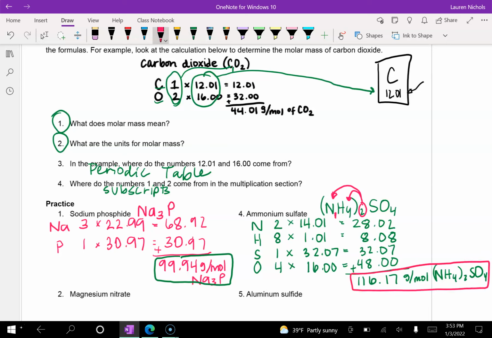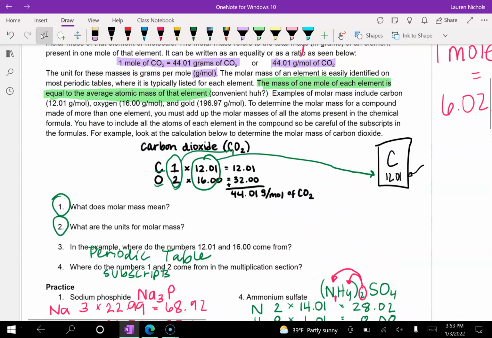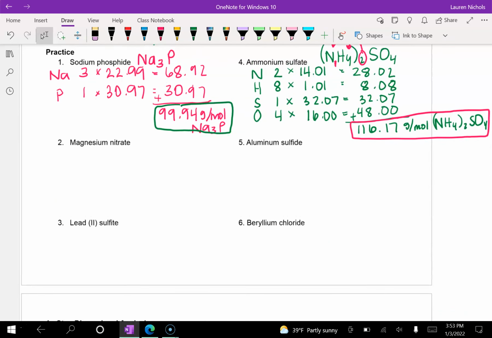And so this molar mass can be used in conversions, but for now, you will use this to practice calculating the molar mass of these remaining elements.